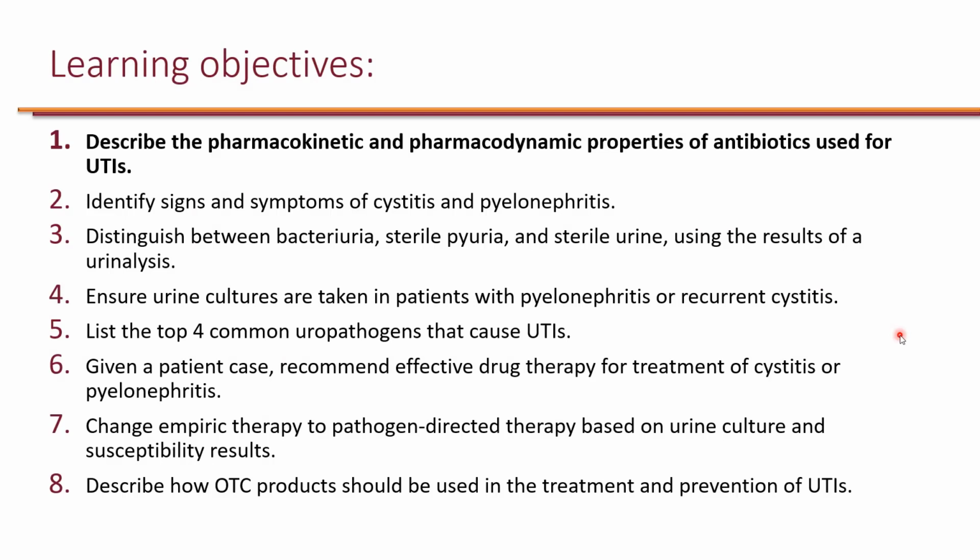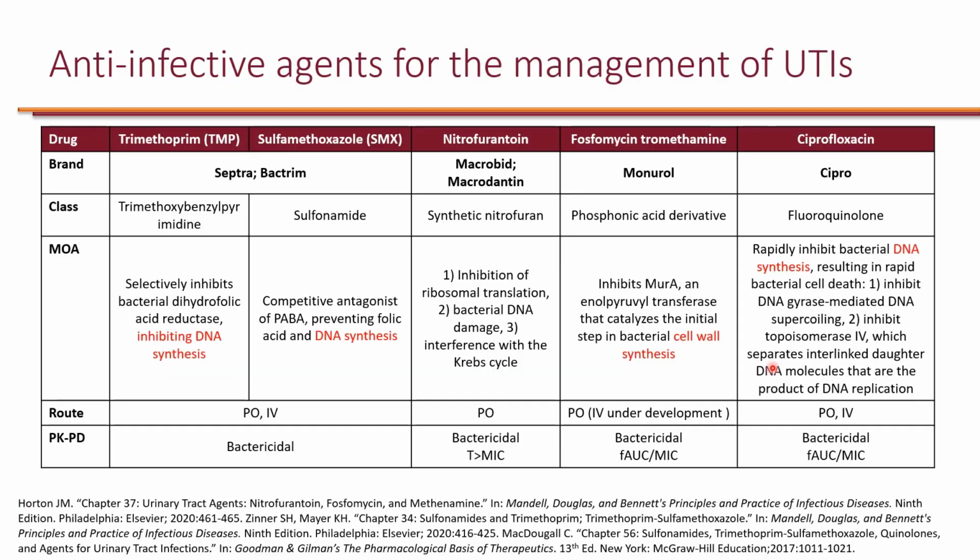The first learning objective is to describe the pharmacokinetic and pharmacodynamic properties of antibiotics used for UTIs. Let's take a look at some anti-infective agents that are commonly used for the management of UTI. Historically, fluoroquinolones have been frequently used for UTIs. So ciprofloxacin is one of the commonly used fluoroquinolones.